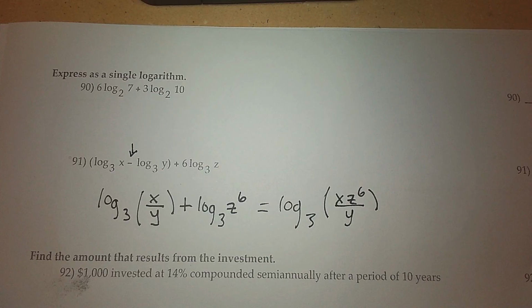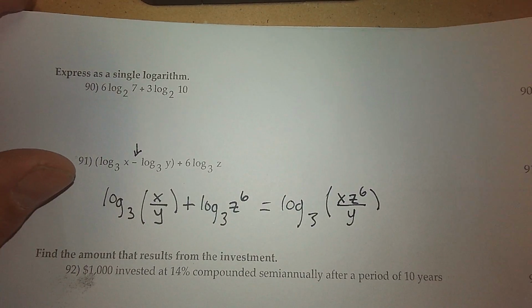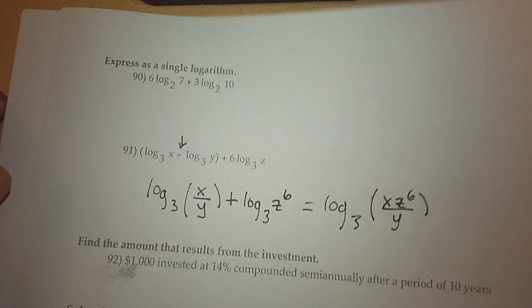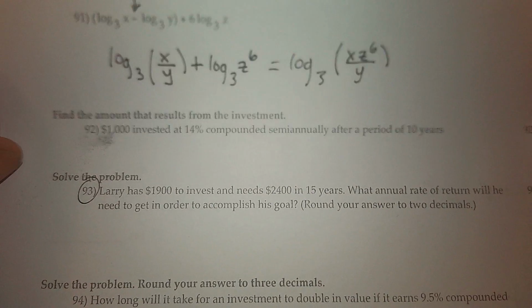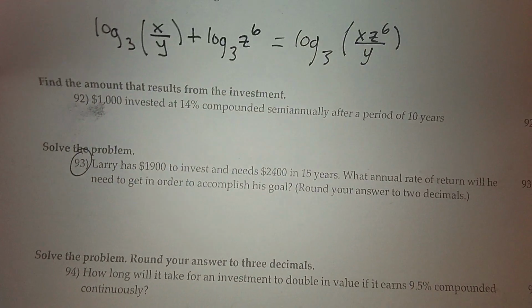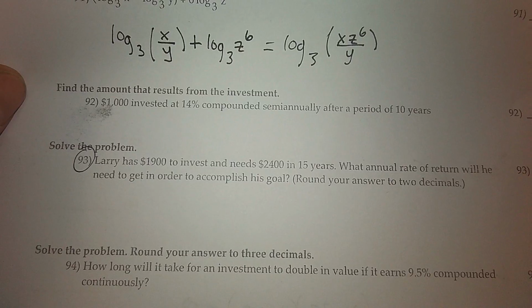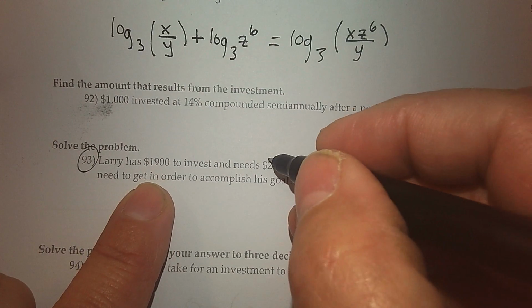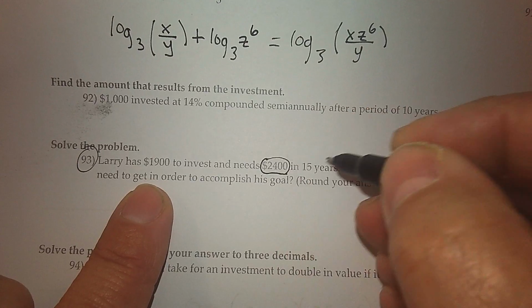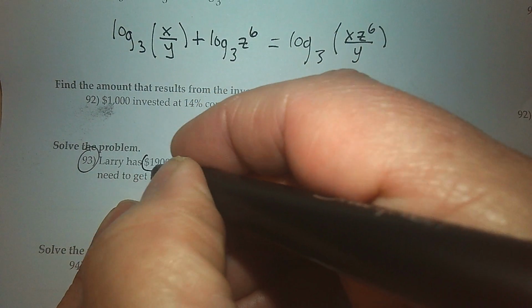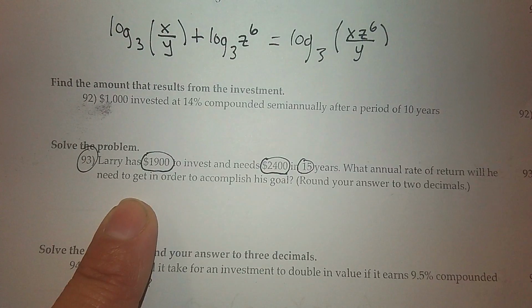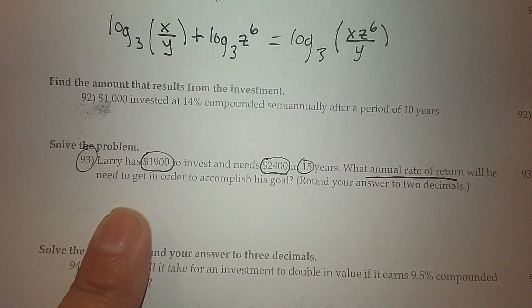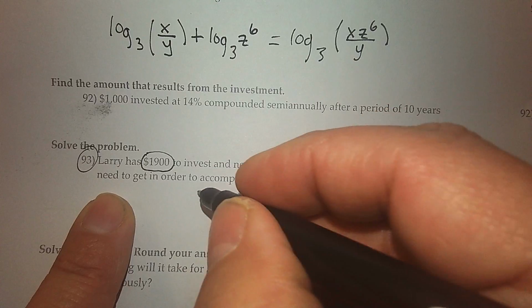Excellent. How about some growth and decay questions? You ready for that? 93. Larry has $1,900 to invest and needs $2,400 in 15 years. Can you annotate with me? What annual rate of return will be needed in order to accomplish his goal?